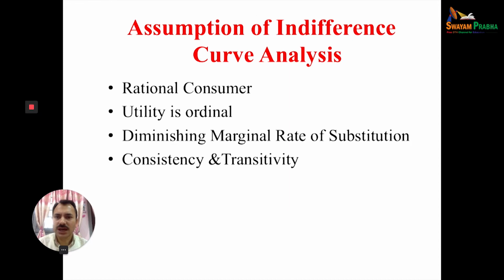Consistency and transitivity. It is assumed that the consumer is not saturated with both commodities and looks for more benefits of these two, to reach a higher curve and have more satisfaction. He always tries to get more satisfaction.